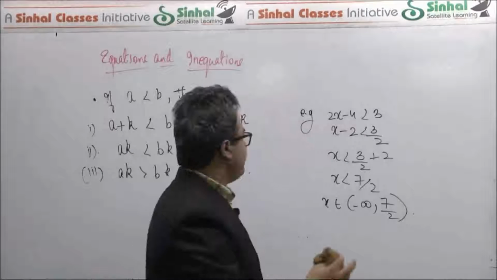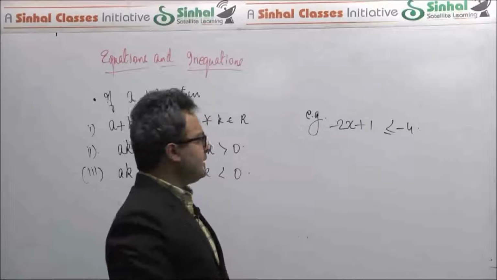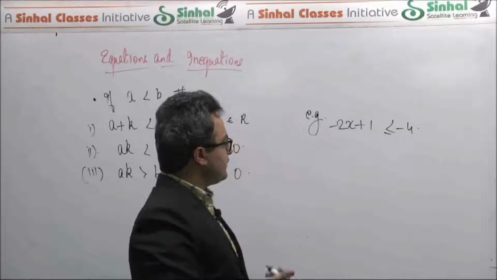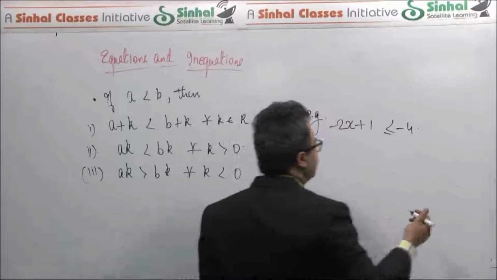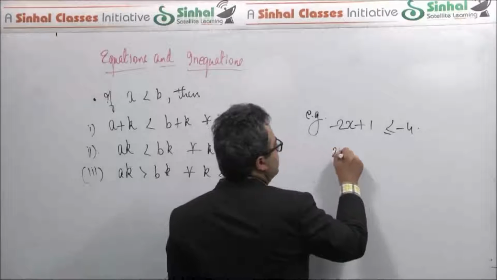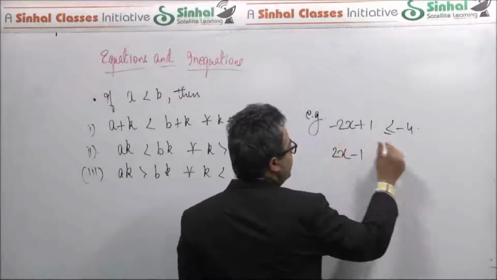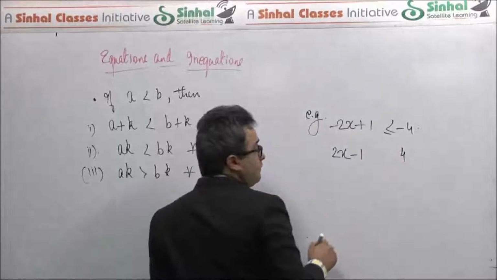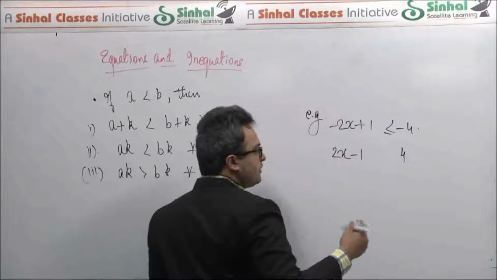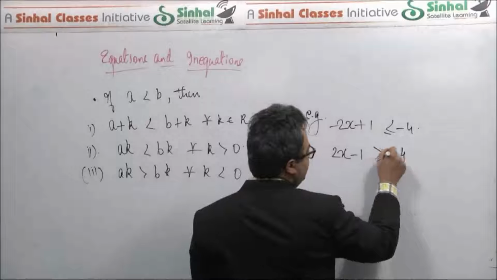Again, we're taking simple examples just to illustrate the idea. If I have this inequality, I can multiply both sides by minus 1. So this becomes 2x minus 1, this becomes 4. But since you multiplied by minus 1 throughout, you will have to reverse the sign of inequality.